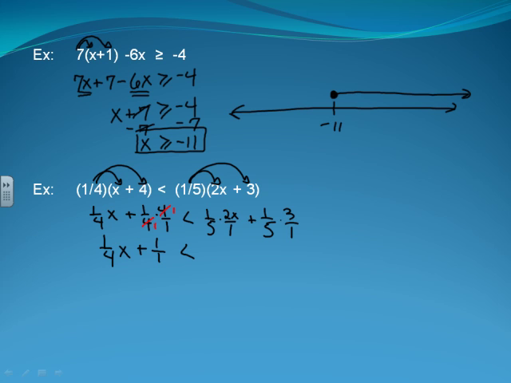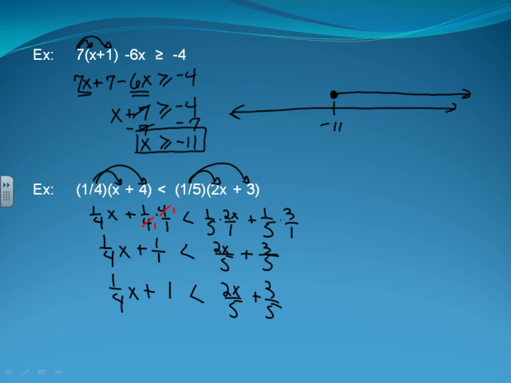Is less than. All right, this next multiplication step, multiply top and bottom, nothing to cross-cancel. So 1 times 2x is 2x. 5 times 1 is 5. Plus, again, for this last multiplication step, there's nothing to cross-cancel, no common factors. So 1 times 3 is 3, and 5 times 1 is 5. Okay, so cleaning that up once more, we've got 1/4 times x plus 1 is less than 2x over 5 plus 3 over 5.